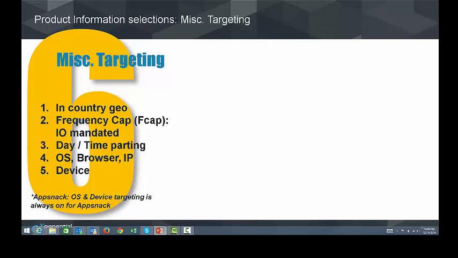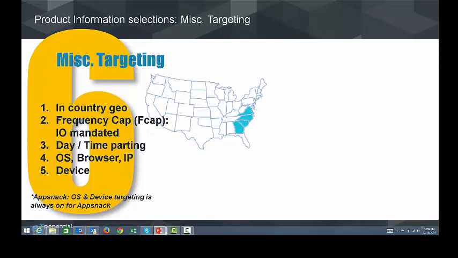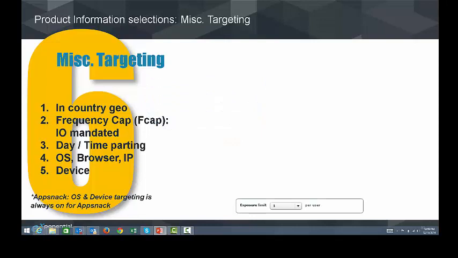the rate card. A placement can have more than one of these targeting constraints on a given in-country geo, which is a specific city or state within a country like Paris, France, or Florida, US. Frequency cap I/O mandated is when a client specifies a certain frequency cap to be applied to the campaign.